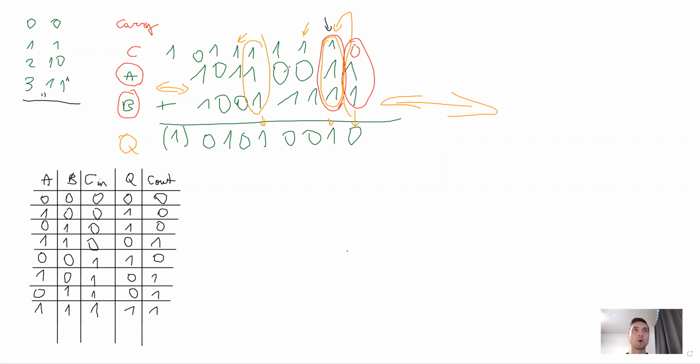Okay, so this is a truth table. This is what it's called. Truth table for some operation.